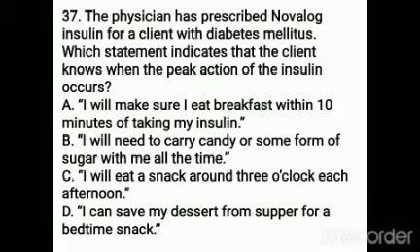Question number 37. The physician has prescribed Novalog insulin for a client with diabetes mellitus. Which statement indicates that the client knows when the peak action of the insulin occurs? Options are: I will make sure I eat breakfast within 10 minutes of taking my insulin. I will need to carry candy or some form of sugar with me all the time. I will eat a snack around 3 o'clock each afternoon.